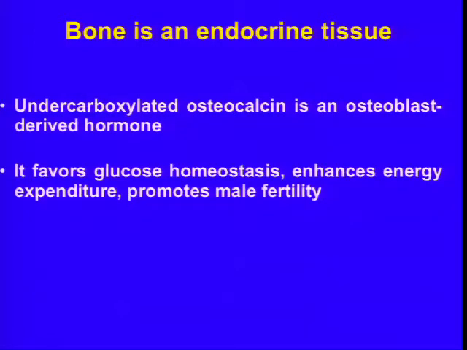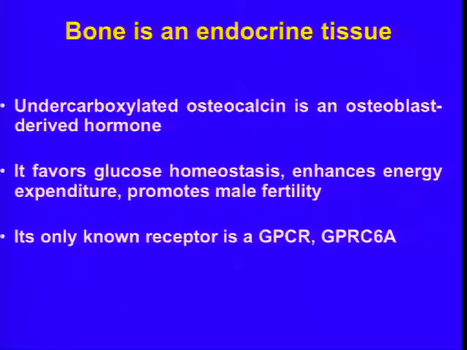On top of it, and in a totally unrelated manner, osteocalcin favors male fertility by increasing testosterone synthesis. The only known receptor for osteocalcin is a GPCR called GPRC6A, and we know from genetics that GPRC6A is the only receptor, at least in the Leydig cells of the testes. That does not mean that it is the only receptor in other organs, but at least in the testes it is.